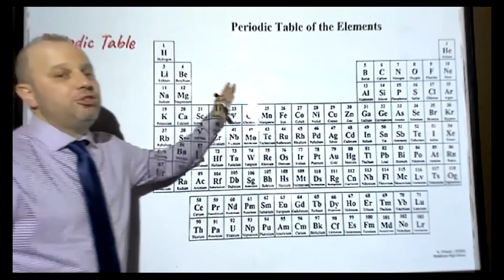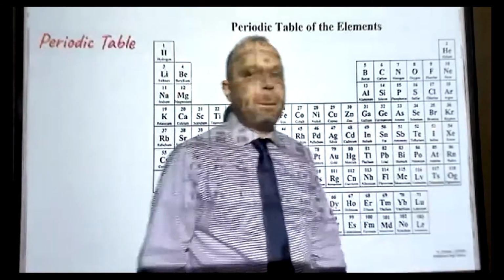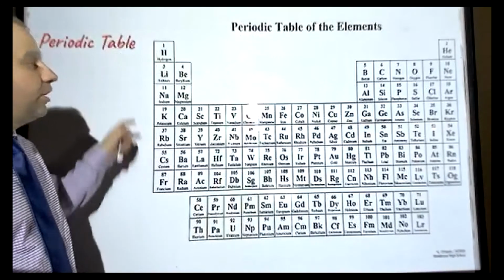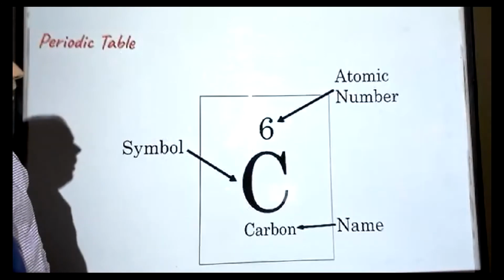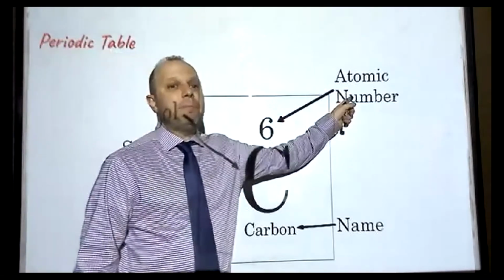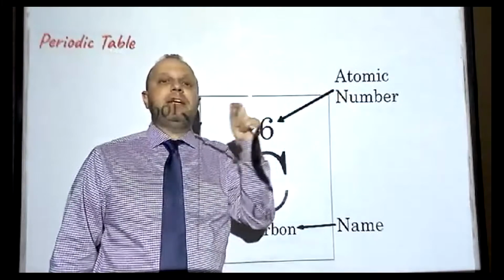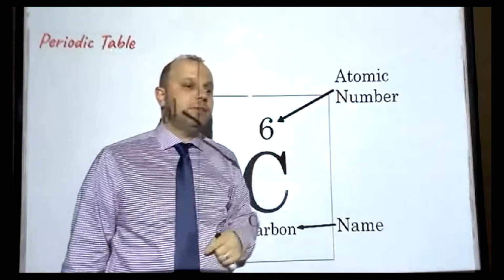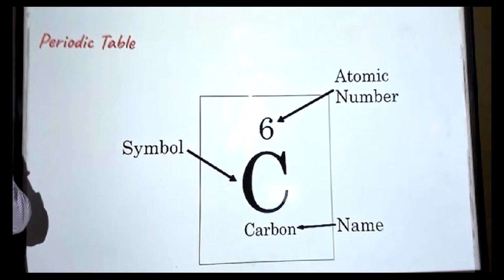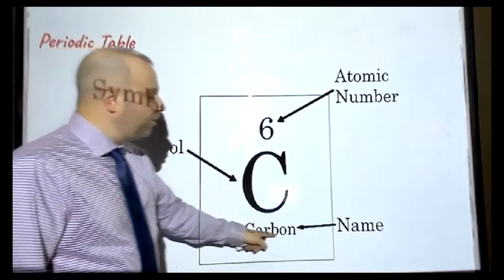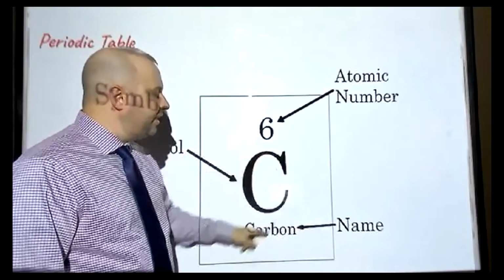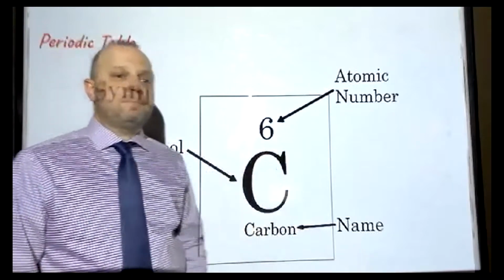So here is a picture of a periodic table. The periodic table that I gave you has 3 parts to it. So I'm going to make this really big. So let's take a look. The top part is called the atomic number. And remember, the atomic number is equal to the number of protons. The middle part is called the symbol. And then the bottom part here, that's where the name is. So this element, C, has a name of carbon.